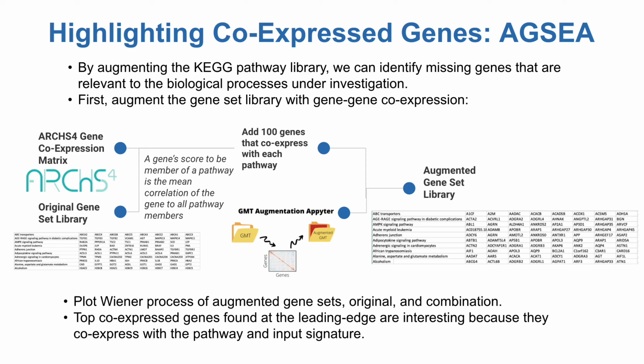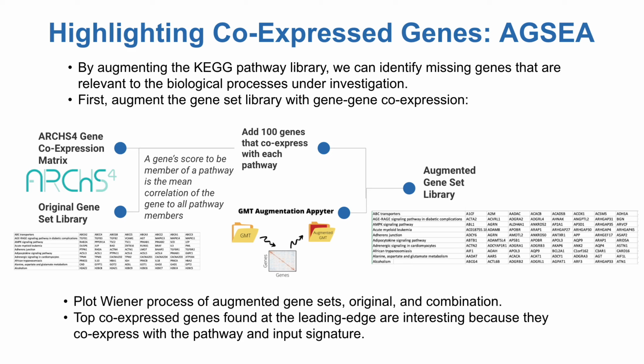After performing standard GSEA, we can move on to explaining the augmentation feature and its methodology. By augmenting the KEGG pathway library, we want to identify missing genes that are relevant to the biological processes under investigation. First, augmented Enrichr libraries are produced by adding 100 top co-expressed genes that are retrieved using the ARCHS4 gene co-expression matrix. This flowchart shows how that is done.